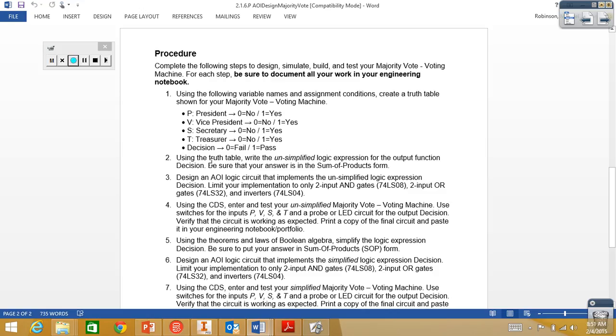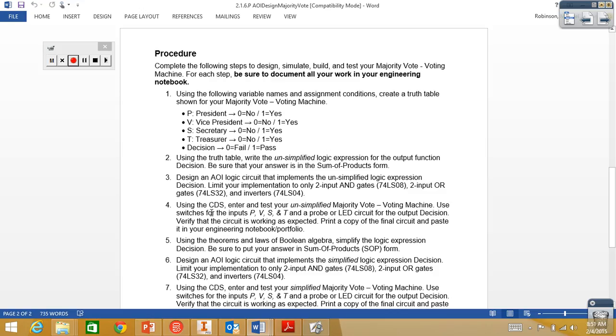You're going to use the truth table to write an unsimplified logic expression for the output function decision. Be sure that your answer is in sum of products format. You're going to design an AOI circuit, so you're going to draw the circuit out in your engineering notebook. I need to see that you actually have the circuit drawn, and you're going to use 2 input AND gates, 2 input OR gates, and inverters.